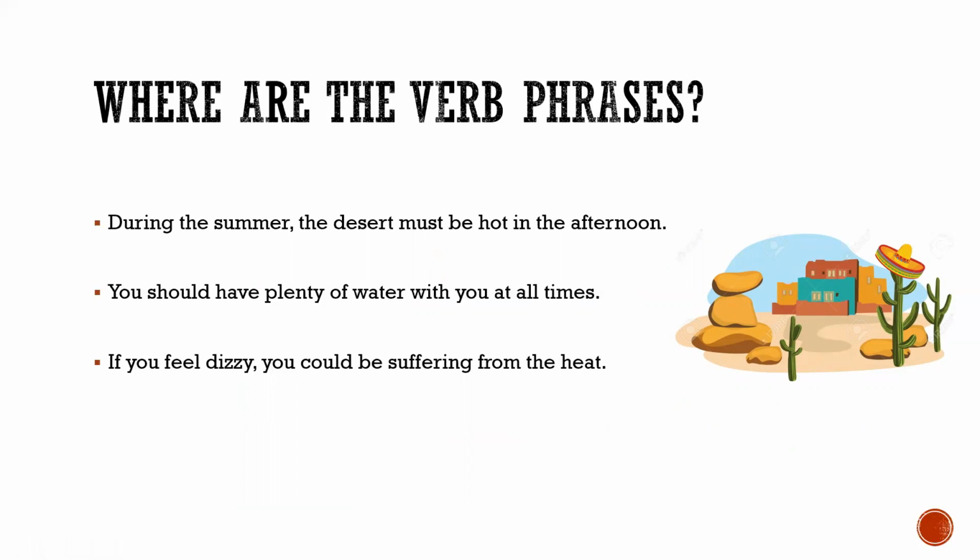Let's try and practice. Pause the video, get a pen and a paper, and do it. Okay, so first example: during the summer, the desert must be hot in the afternoon. So remember that verb phrases are composed of more than one verb. You put them together, okay?